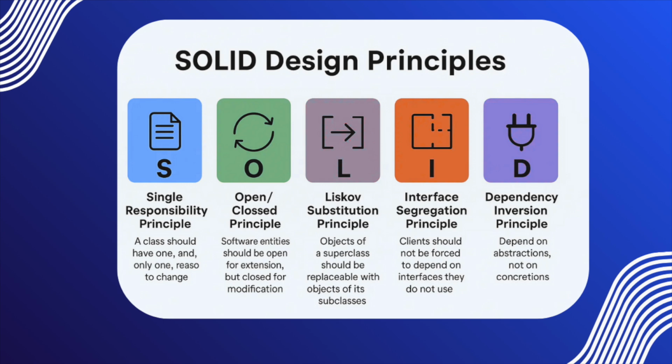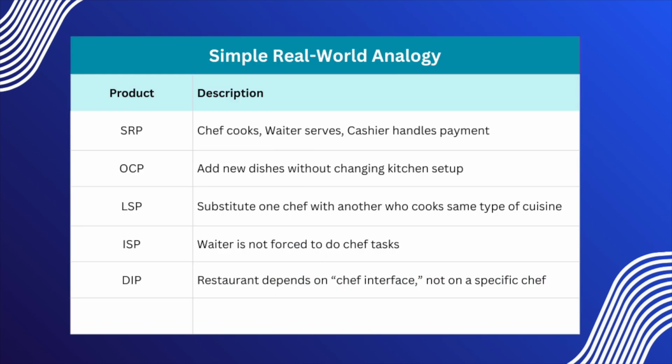If you are a beginner, I know it can be a little bit tough to understand. So I'll give you a simple real-world example that you can relate to. Let's take a restaurant example. For SRP, single responsibility: the chef is responsible only for cooking, the waiter only for serving, and the cashier will handle payment. So each individual person handles an individual responsibility.